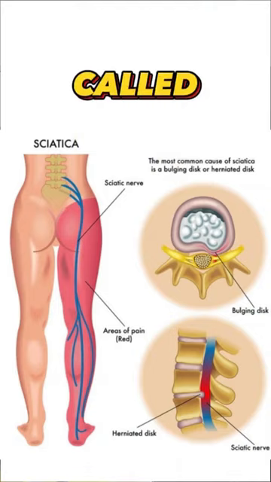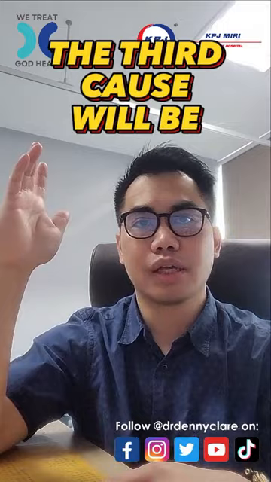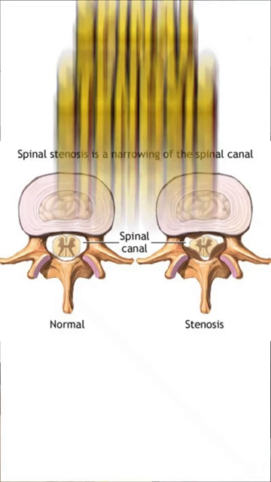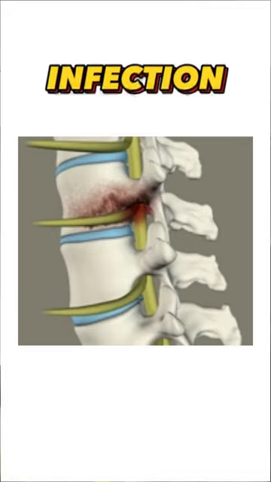Okay, next. As you can see, there are so many causes of back pain. It can be muscle pain, spasm of the muscle, or sprain of the muscle. It can also be a slip disc, or the other term called prolapsed intervertebral disc. The third cause will be degenerative disc disease. Next, spinal stenosis, or the other term, nerve compressive disorder. And the most sinister problems are, number one, we have to identify malignancy, fractures, infection, and tuberculosis.